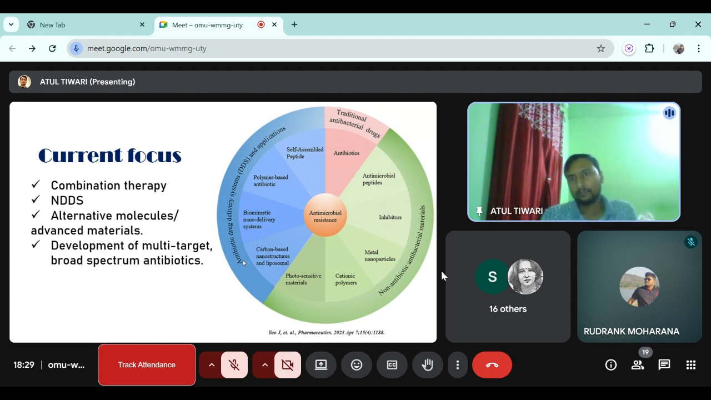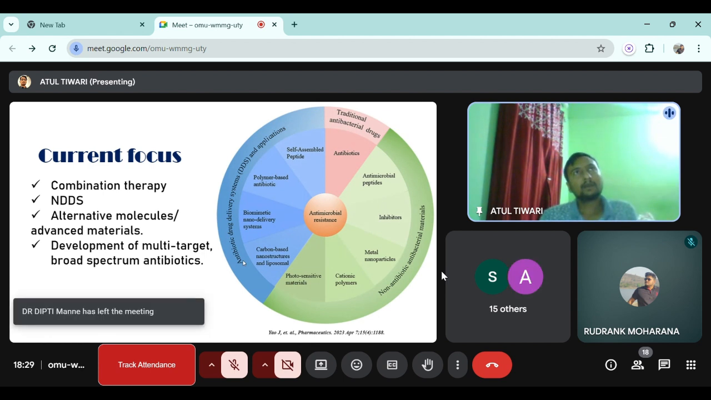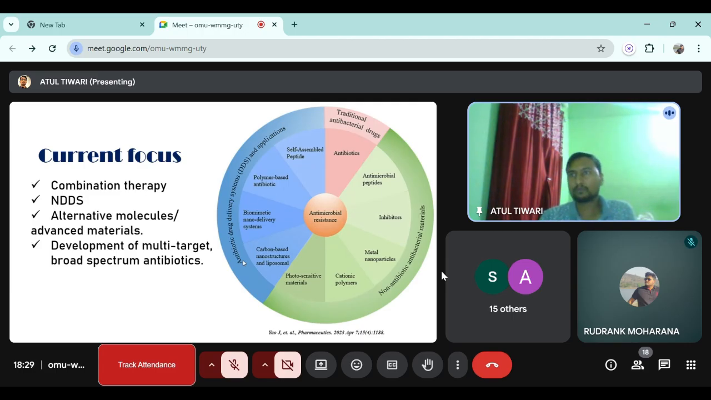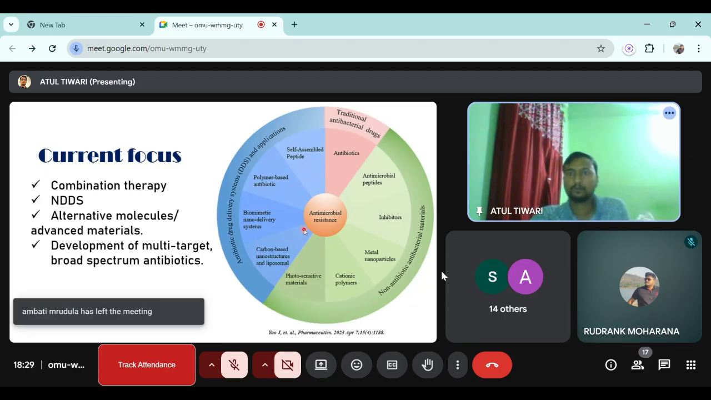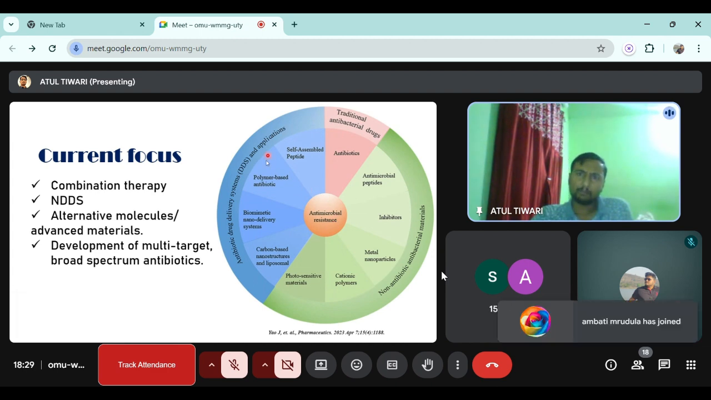But in the meantime, if development of a new antibiotic is taking too much time and is expensive, we can use the first two options, like combination therapy and novel drug delivery systems. So in this figure, you can see different kinds of materials and options that are available to tackle antimicrobial drug resistance.